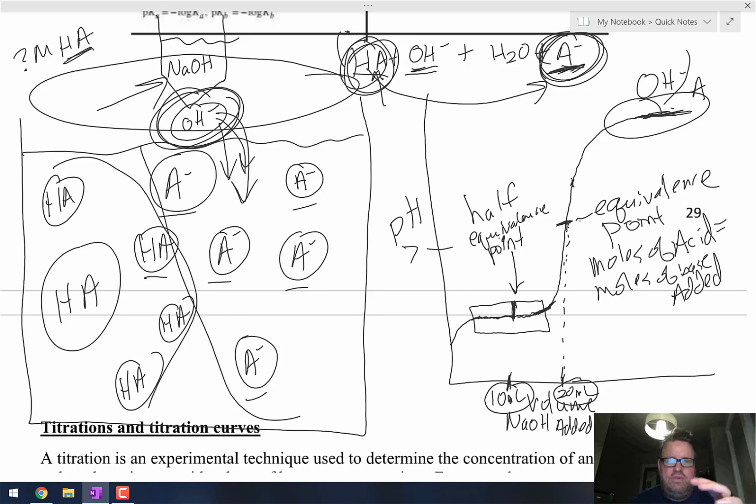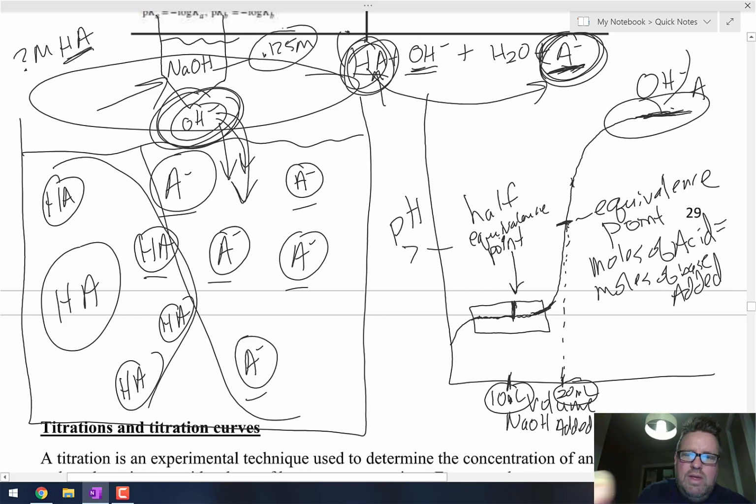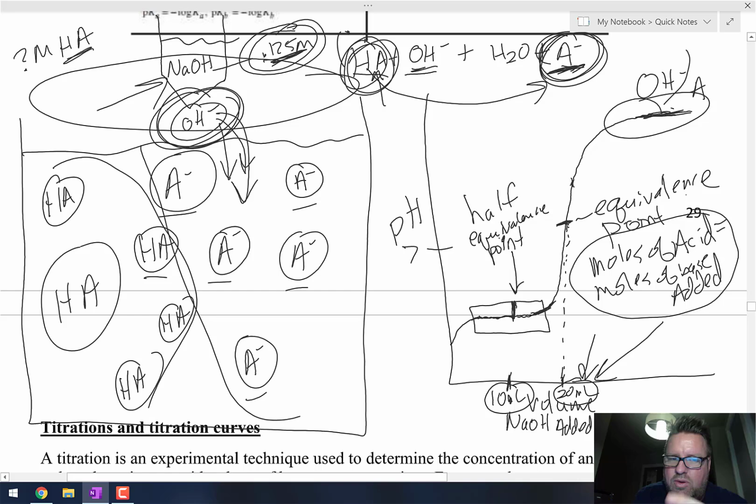That's a pretty common laboratory technique. Now what we could do is say this NaOH that we added was, let's say again, 0.125 molar. We're going to titrate the HA with that 0.125 molar sodium hydroxide, and it took us 20 milliliters to reach the equivalence point. So we can use the concentration and the volume it took to reach that point to get the moles of the base. And remember, the equivalence point is where the moles of the base equal the moles of the acid.